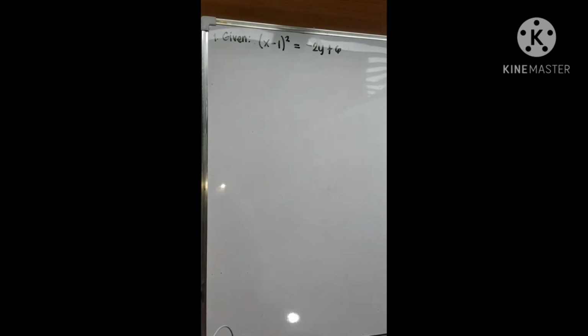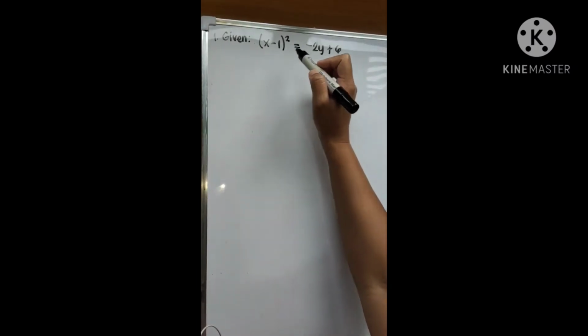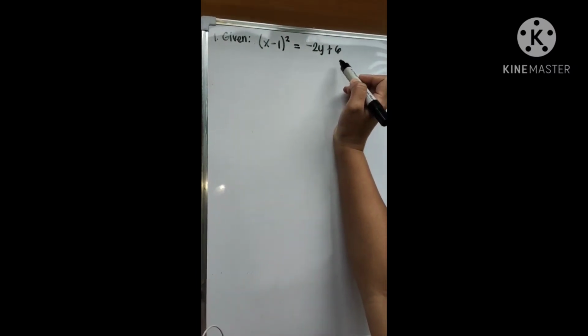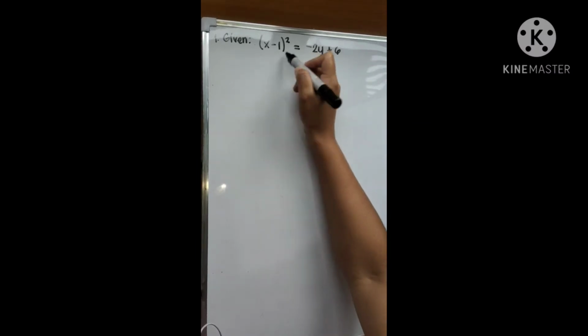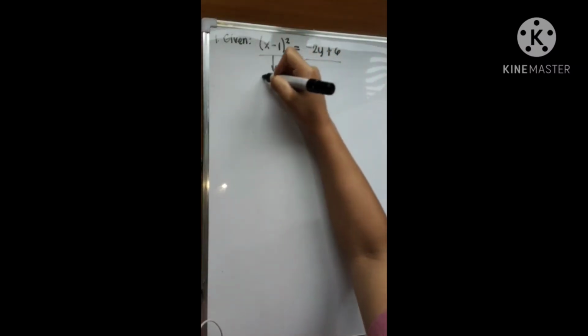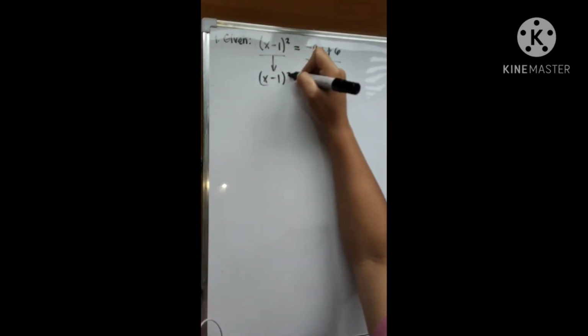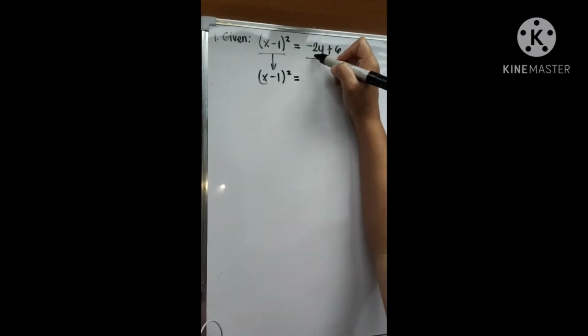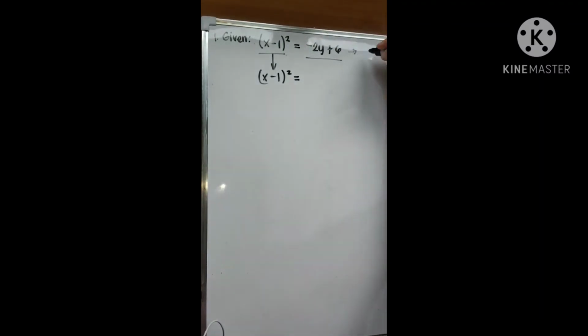For number 1 example, we are given here an equation of a parabola, which is (x minus 1) squared is equal to negative 2y plus 6. So notice that our equation here is not in simplified form. So we will transform this equation into its vertex form. We have (x minus 1) squared is equal to negative 2y plus 6. We will transform this into 4p times (y minus k).